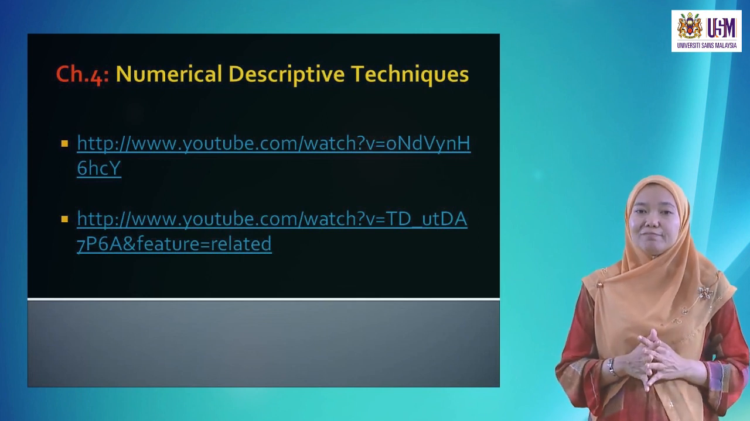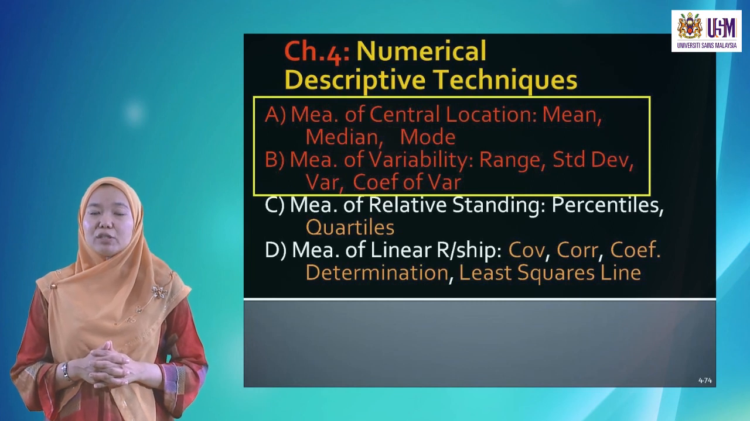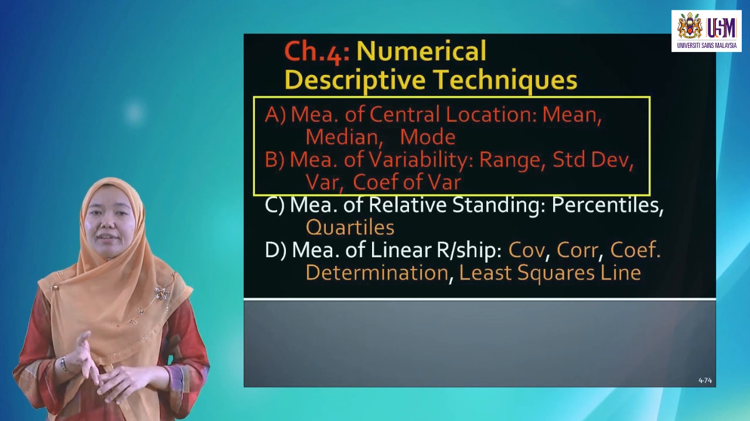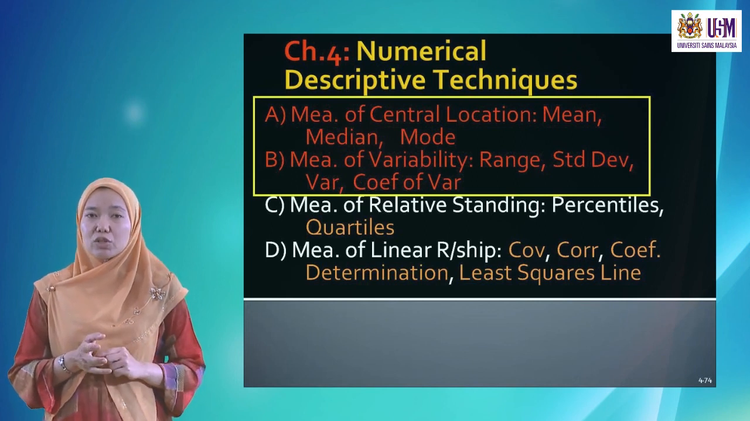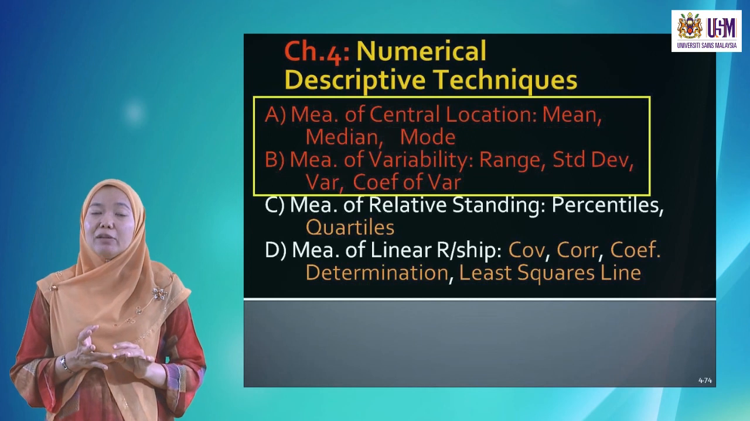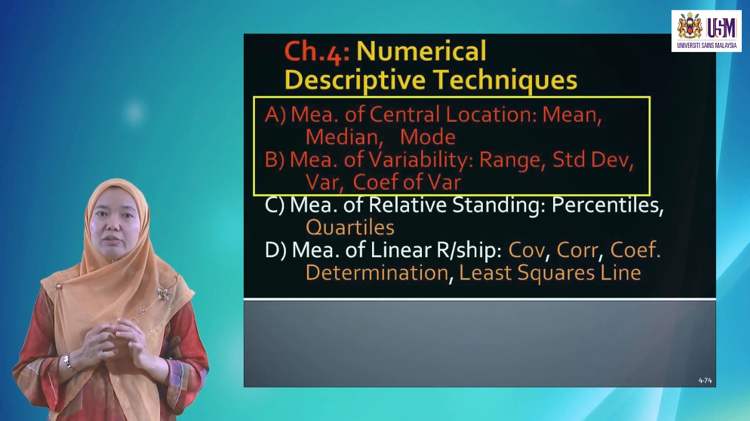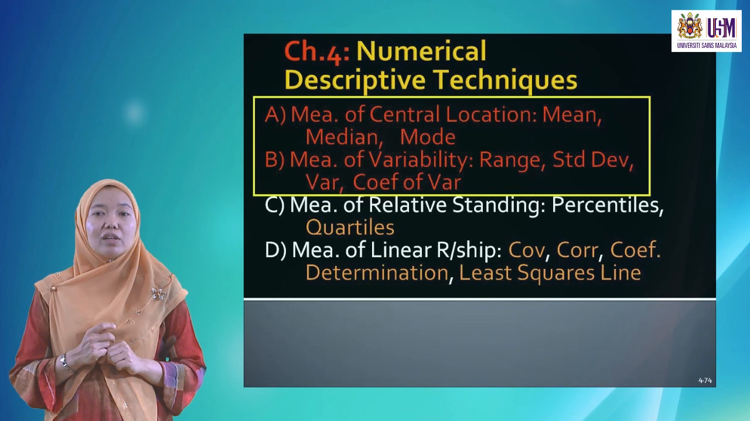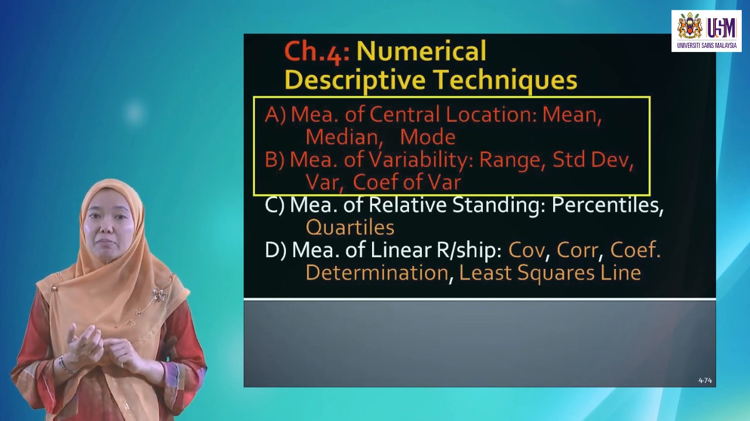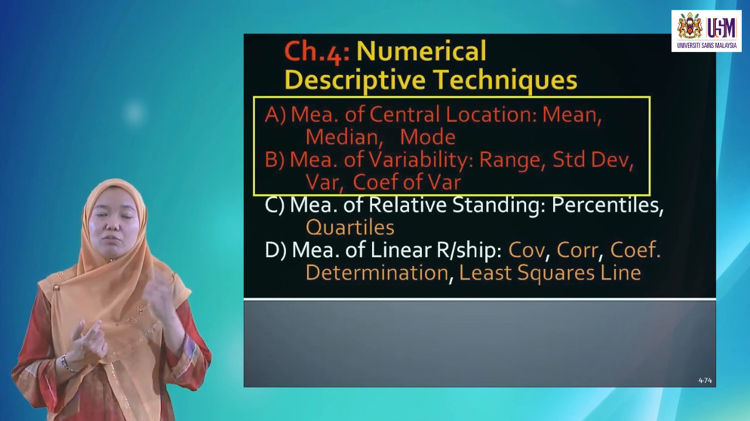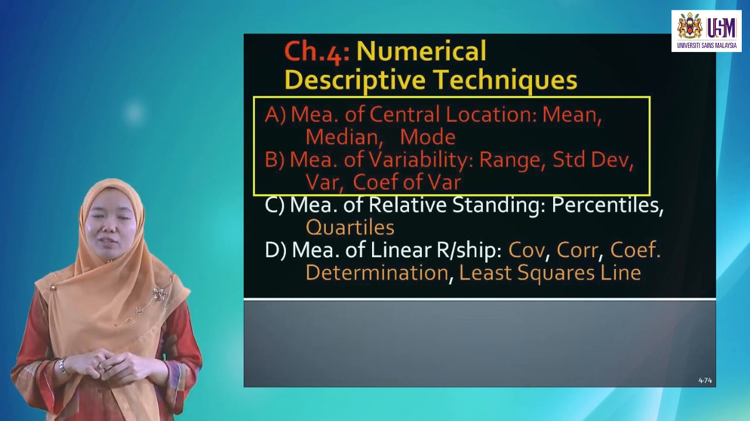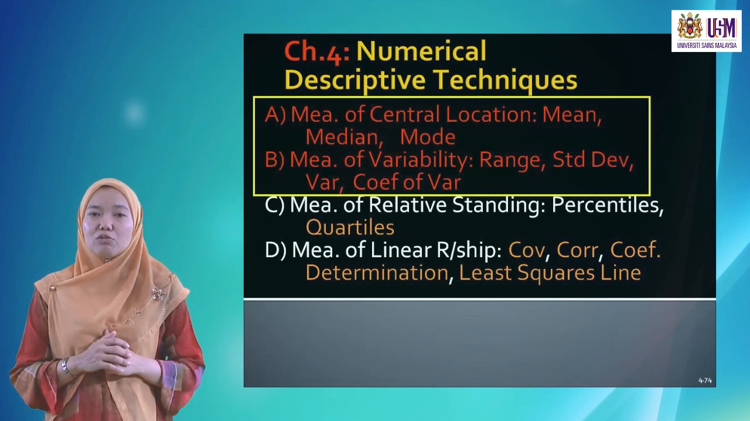Enjoy the show. Chapter 4, the first part, is about numerical descriptive techniques. Earlier in chapters 2 and 3, I already discussed the graphical and tabular descriptive techniques. In this chapter 4, numerical descriptive techniques, I will discuss measures of central location, where we will discuss mean, median and mode. I hope you remember the song that will be playing in your mind, mean, median and mode, from the YouTube video.